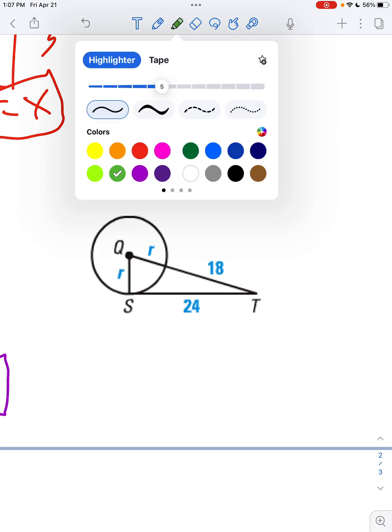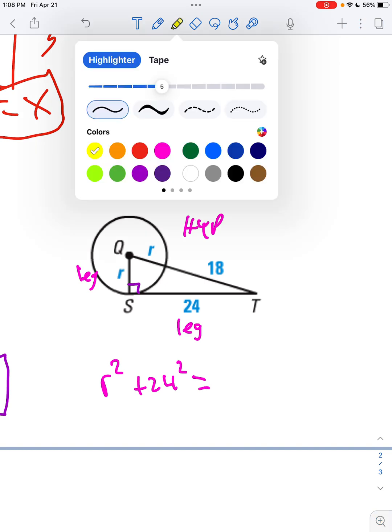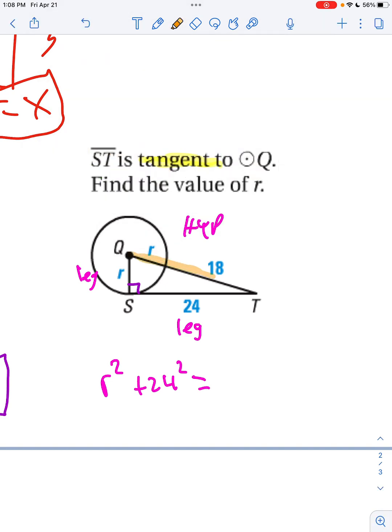Directions tell me, yes, it is tangent. Because it tells me that, I know a lot of things. I can say, all right, we already did one somewhat like this. It must be 90 degrees. If it's 90 degrees, I can use Pythagorean's theorem, leg, hypotenuse: r squared plus 24 squared equals... This is where I come into a little bit of a problem. I don't necessarily know what this is called. We're going to call this r plus 18.